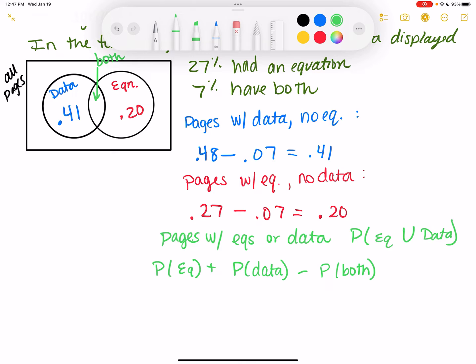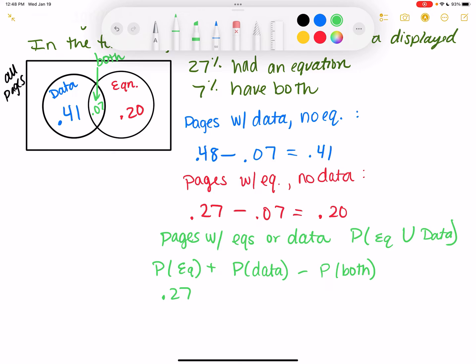Okay, and technically I actually should have put this 0.07 in here. We already knew that. I don't know why I didn't write that. We knew that because that was given to us. We could have put that from the beginning. So the probability of equations was 0.27.